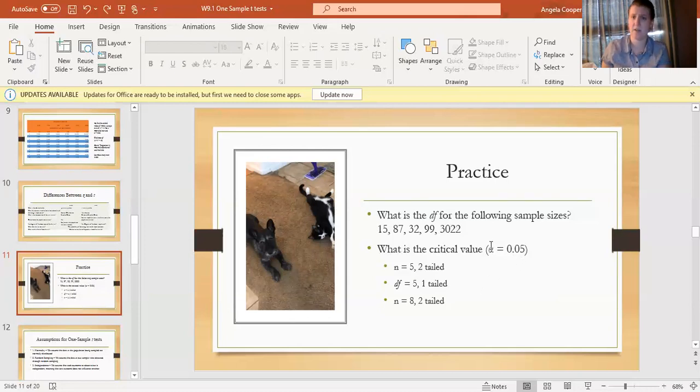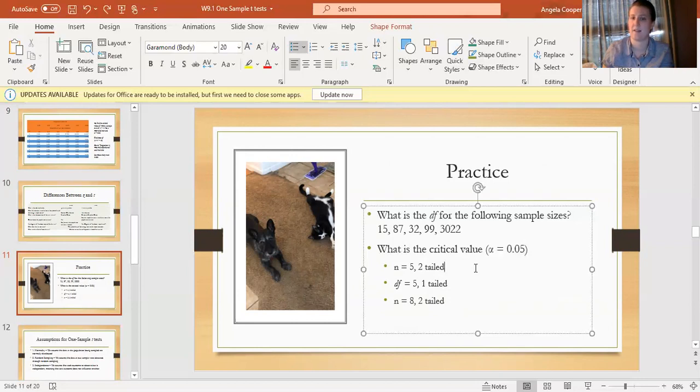Now the critical value, when we have alpha set at 0.05. This is practicing reading a t-table. So we have a sample size of 5 and it's two-tailed, and all of these have a significance of 0.05. Since the t-table itself uses degrees of freedom, we can't use the sample size. We have to get degrees of freedom first. So n minus 1, 5 minus 1 is 4.